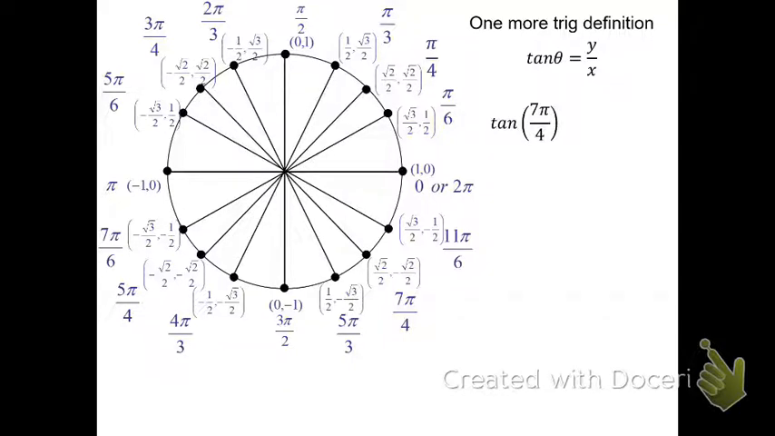Let's try the tangent of 7 pi over 4. First, let's find where 7 pi over 4 is. It's down in quadrant 4. The coordinate for 7 pi over 4 is root 2 over 2, comma, negative root 2 over 2.